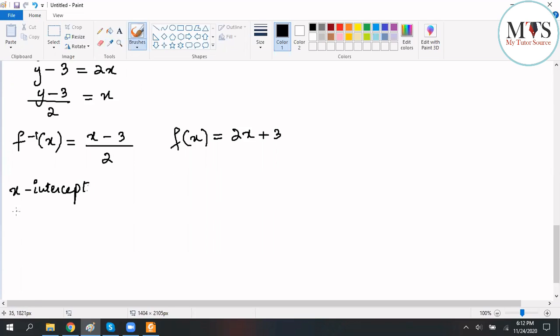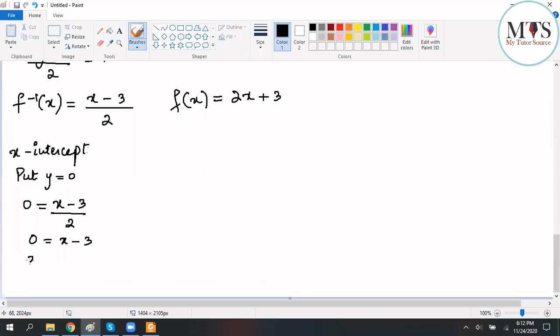No, I know how to do it. Okay, wait, I'll do this one. So we put y equals 0 for the x-intercept. So that would be 0 equals x minus 3 over 2. 0 times 2 is 0, equals x minus 3. And 3 equals x. This is one point for your inverse function.